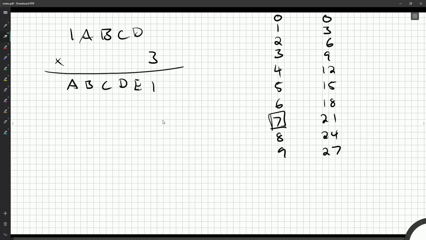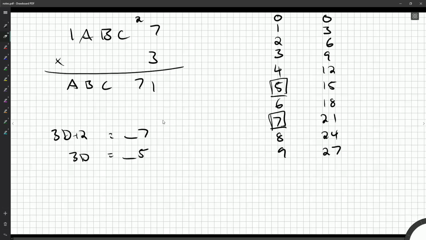Once I realize that, we can start filling in. Suddenly we have a 7 and a 7 here. So 3 times 7 is 21. We carry the 2. And now 3D plus 2 ends in a 7. Subtract 2 from both sides, 3D needs to end in a 5. So which one of these ends in a 5? Well, the 15, and it's the only one that ends in a 5, so we get to replace D with 5.